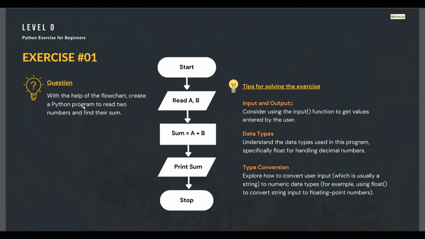João here. So today we are going to start solving some Python programs for beginners. The first question that we have is this one: with the help of the flowchart, create a Python program to read two numbers and find their sum. We have here one flowchart that can help us create this same program that allows us to read two numbers and find their sum.